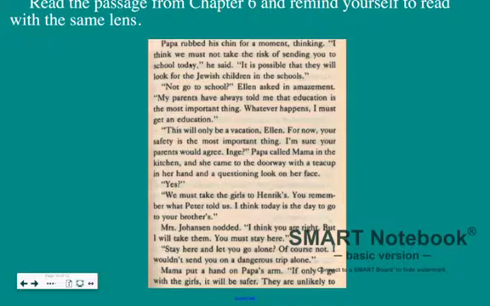I think you're right, but I will take them. You must stay here. Stay here and let you go alone? Of course not. I wouldn't send you on a dangerous trip alone. Mama put a hand on Papa's arm. If only I go with the girls, it will be safer.